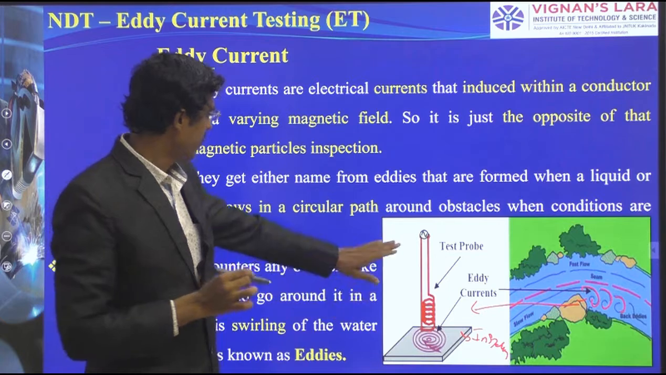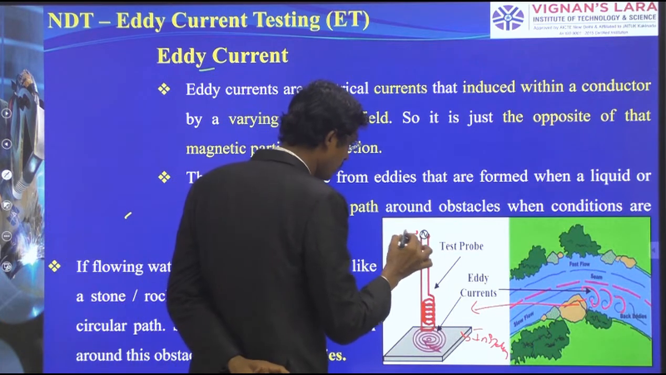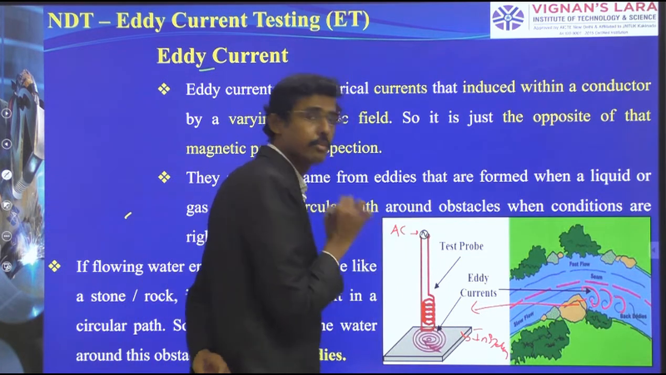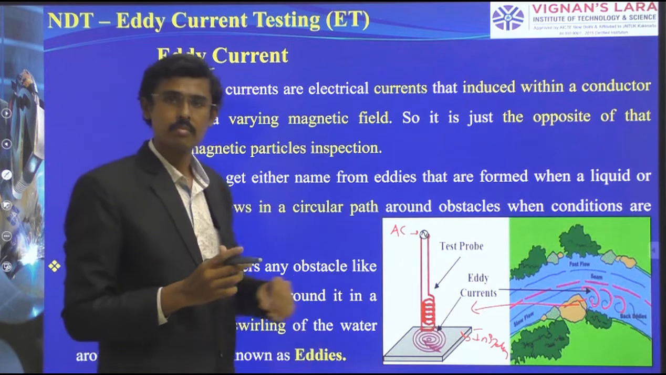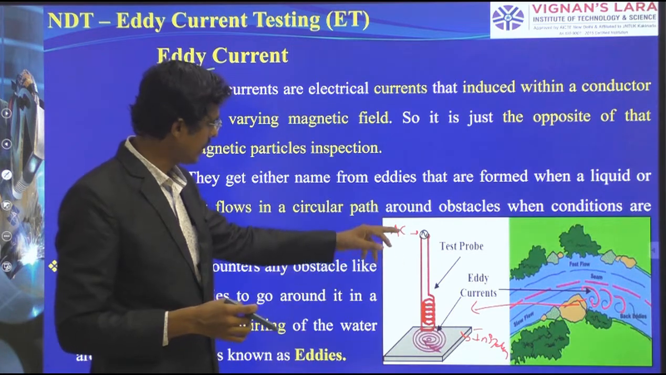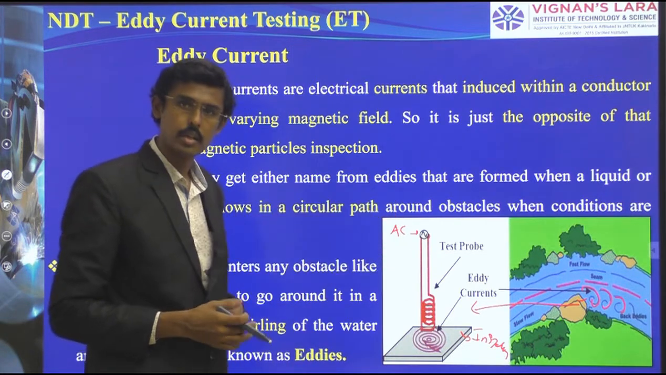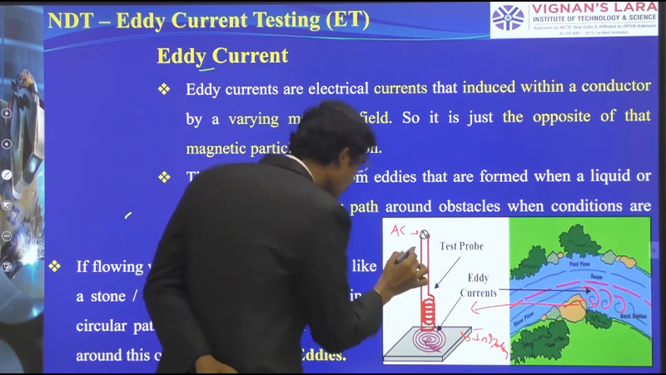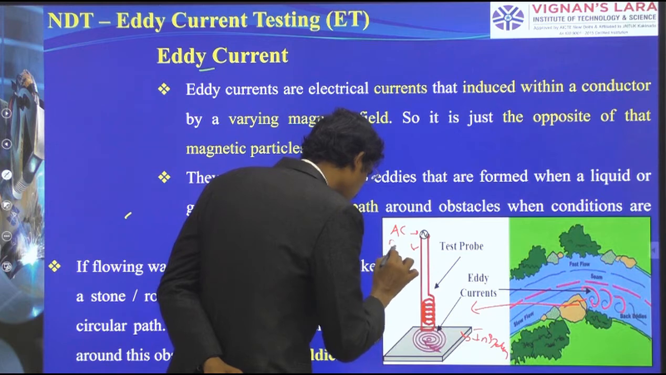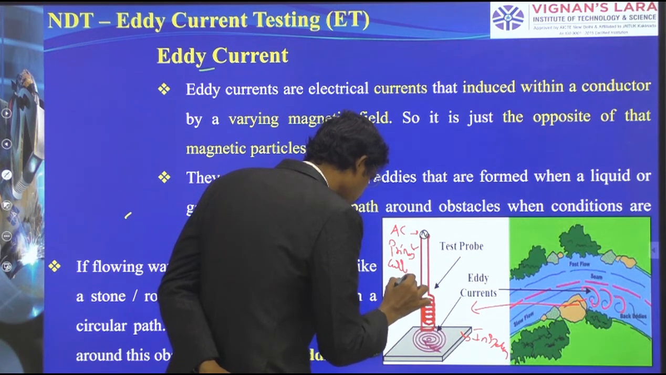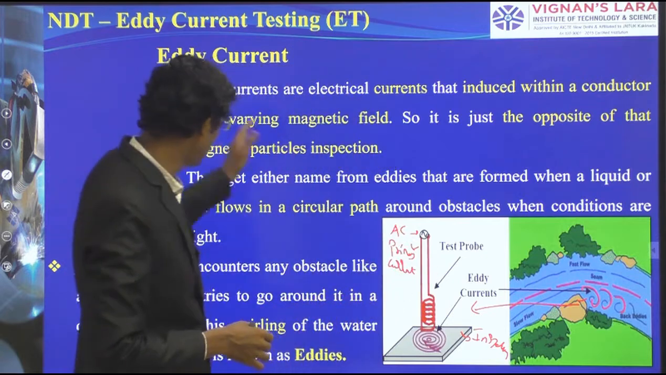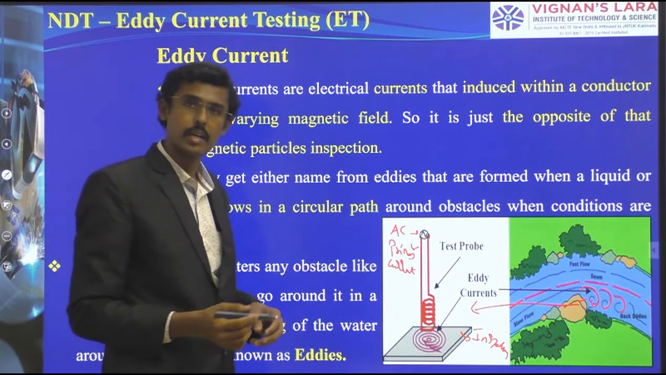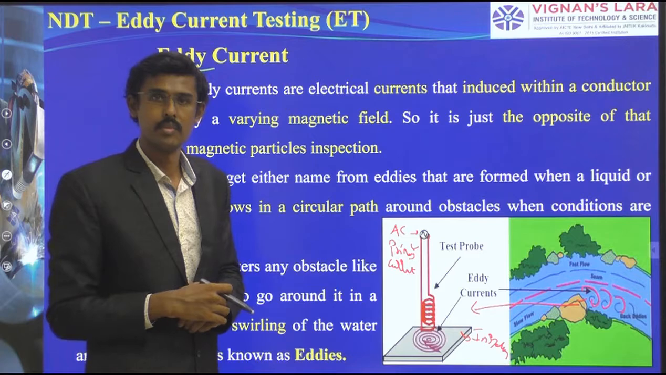When alternating current is given to the copper coil, a conductive material, and the current is passed through it, this is the primary current. We will see this again in the upcoming slides. With the primary current, the magnetic field will be generated.